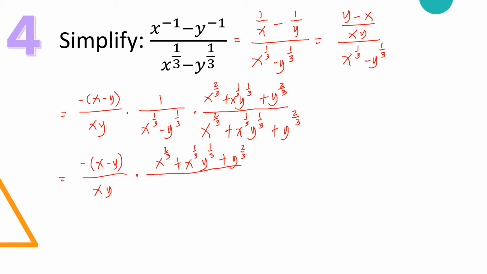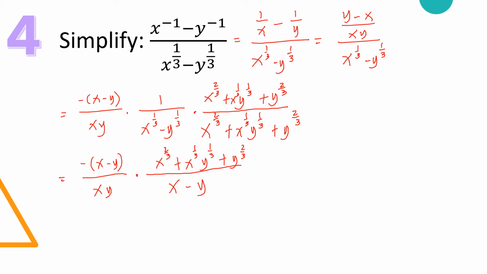The product x raised to 1/3 minus y raised to 1/3 times x raised to 2/3 plus x raised to 1/3 y raised to 1/3 plus y raised to 2/3 is the special product of a binomial and trinomial whose product is x minus y. That is x raised to 1/3 cubed minus y raised to 1/3 cubed.